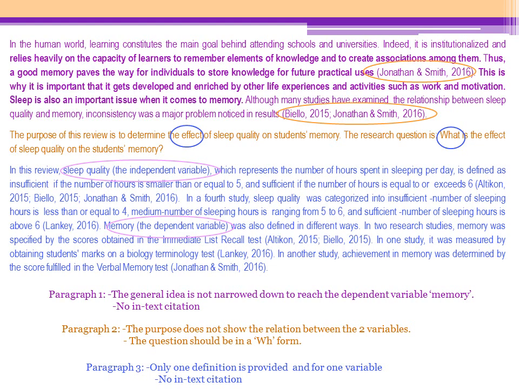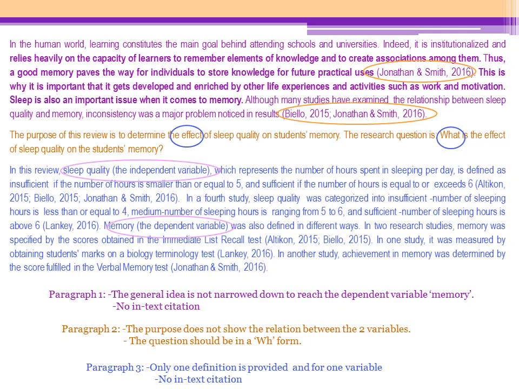This is one definition. In a fourth study, sleep quality was categorized into insufficient number of sleeping hours is less than or equal to 4, medium number of sleeping hours is ranging from 5 to 6, and sufficient number of sleeping hours is above 6. This is another definition for sleep quality. If we move on to the dependent variable memory, we'll see two definitions.